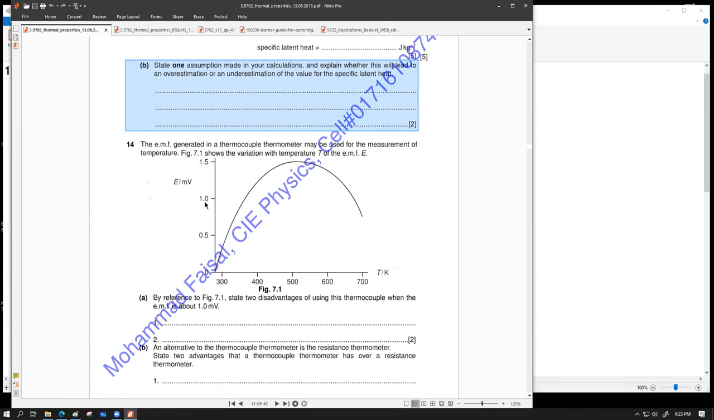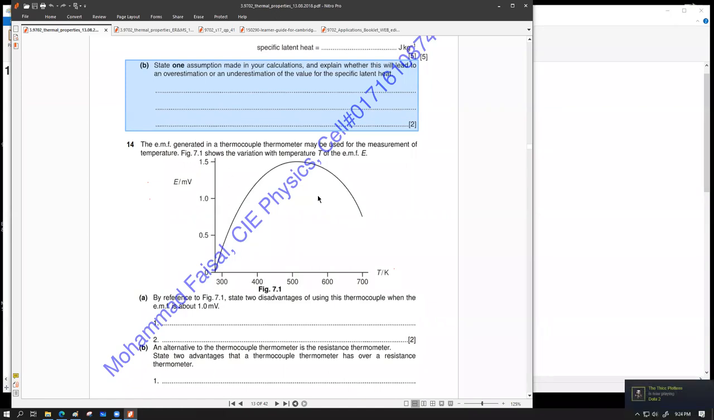Yeah, this is very simple. If you have 1.0 millivolt in your thermocouple thermometer, it can give us two different values of temperature from the graph, because the graph rises up to a maximum value and then falls down. For one millivolt, you might get somewhere less than 400, maybe 350, 380-ish. But the graph can also equivocally represent the temperature over here, which might be around 700-ish. So we do not have a specific fixed value of temperature just by looking at the graph.